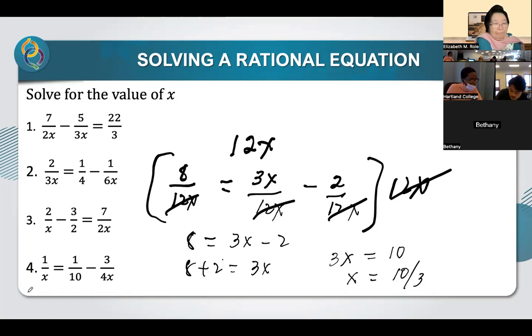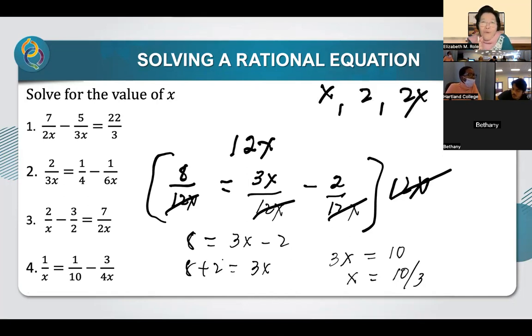So I have a question for 3. Yes. I'm still confused with finding the LCM. All right. So you have x, 2 and 2x, right? Yes. So the least common monomial that can be divided by x, 2 and 2x, what will it be? Isn't it 2x? Yes.